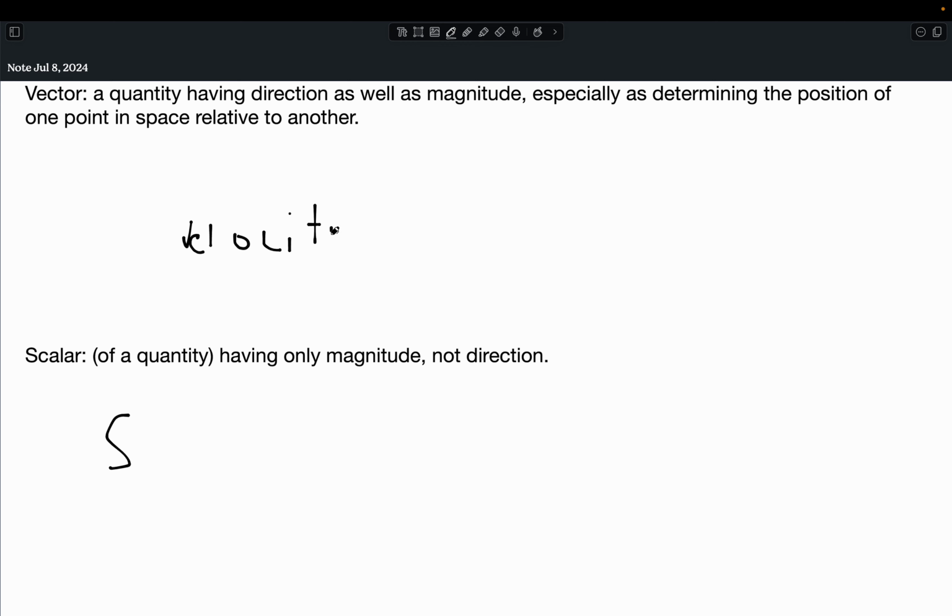Velocity versus speed. They both sound like they're the same thing, but they're not. Velocity is a vector and speed is a scalar. As I just said earlier, you could be saying I'm going 45 miles an hour, and that alone would just be speed. But once you add that I'm going 45 miles an hour in the north direction, then it becomes a vector. Some other examples, instead of using this, let's use this.